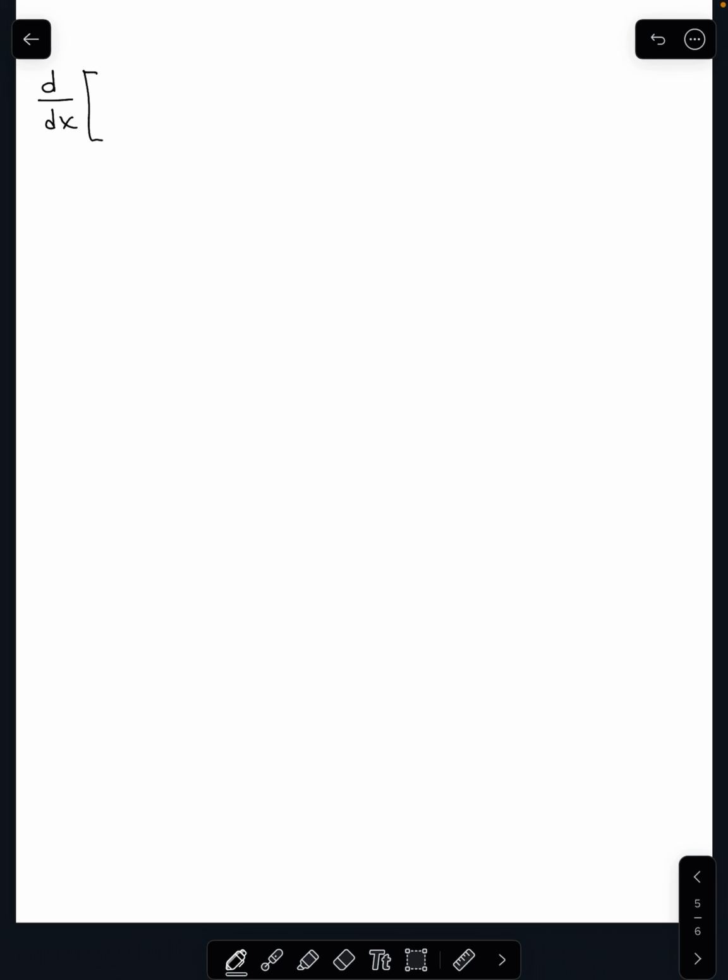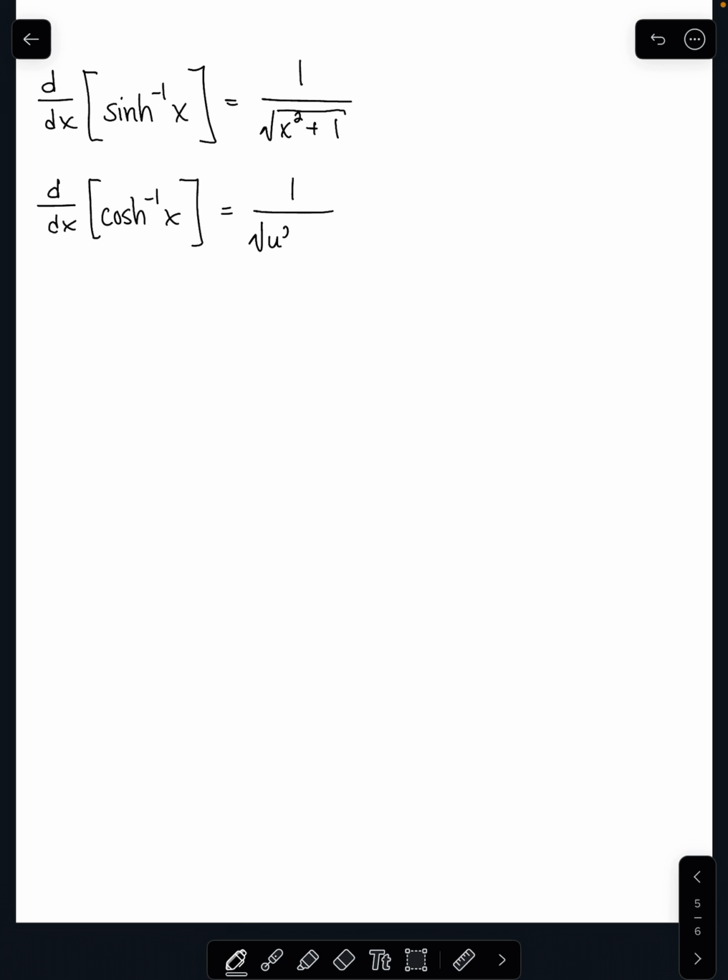The derivative of inverse hyperbolic sine of x is equal to 1 over the square root of x squared plus 1. The derivative of inverse hyperbolic cosine is equal to 1 over the square root of u squared minus 1.